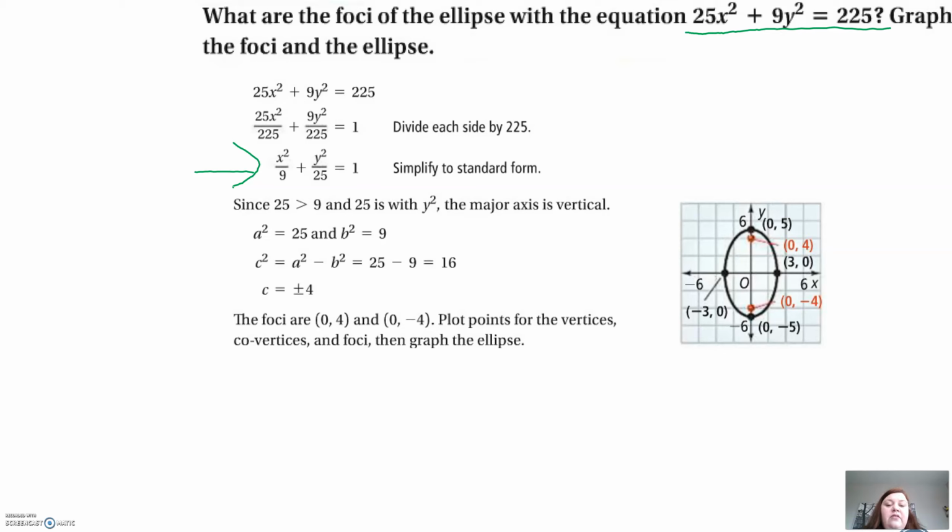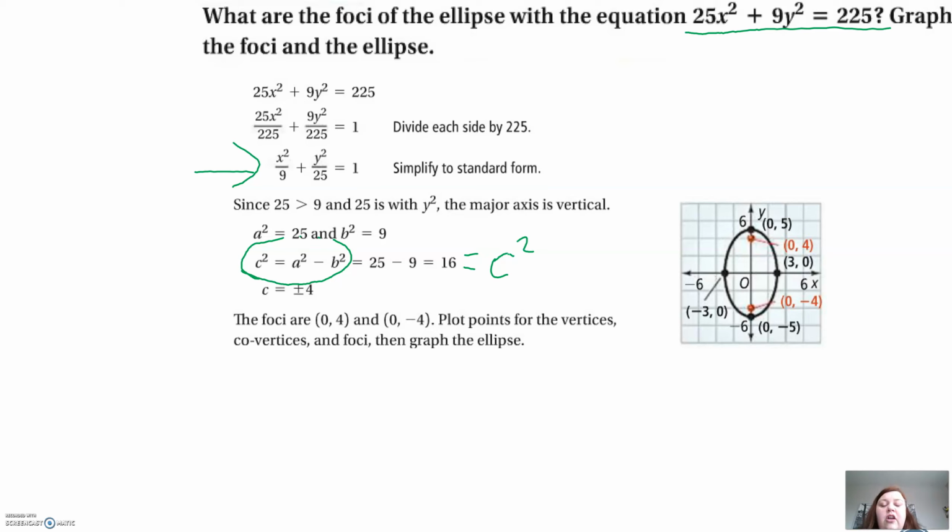Now to figure out the foci, we're going to use our equation here: c squared equals a squared minus b squared. And remember, a squared is always bigger than b squared. So 25 is larger than 9. So 25 minus 9, we get 16. That's equal to c squared. So to find c, I'm going to take the square root. So we get c is plus or minus 4, since 4 is the square root of 16.